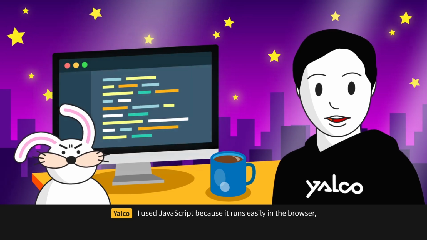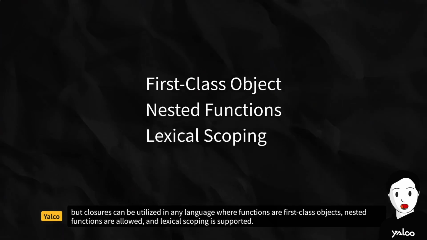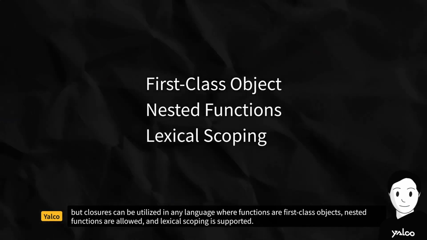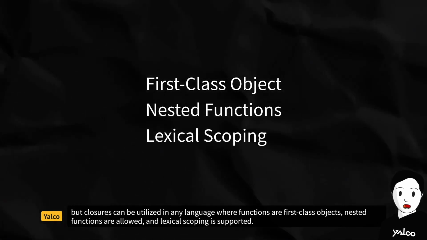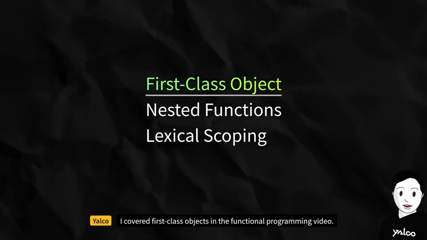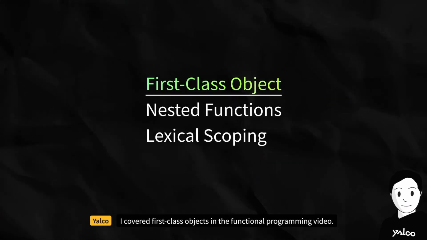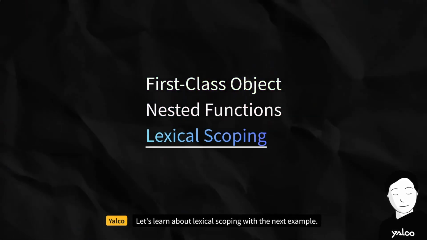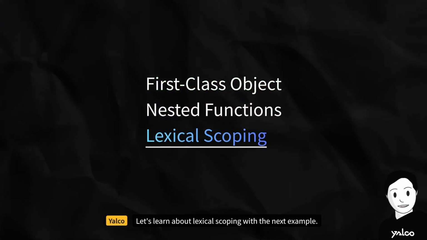I use JavaScript because it runs easily in the browser, but closures can be utilized in any language where functions are first-class objects, nested functions are allowed, and lexical scoping is supported. I covered first-class objects in the functional programming video. Nested functions mean that you can declare other functions within a function. Let's learn about lexical scoping with the next example.